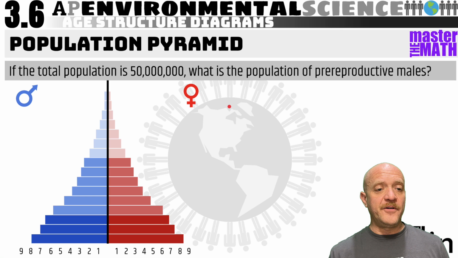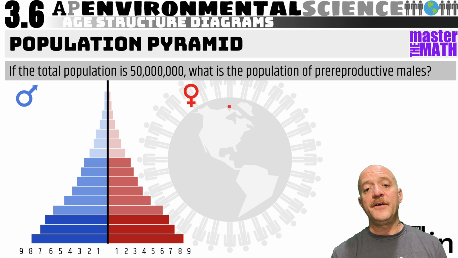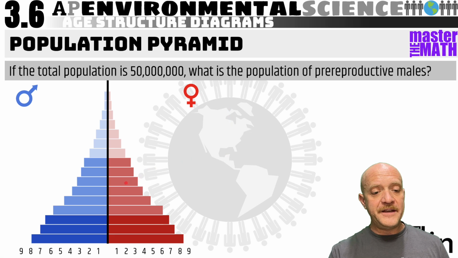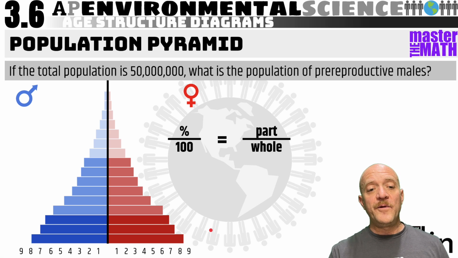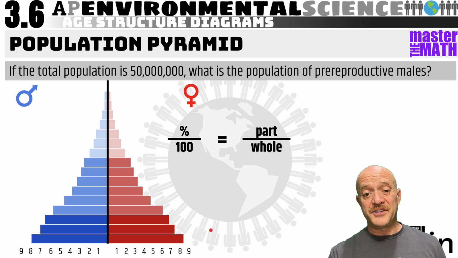Now, here's an example of a question. If the population is 50 million, what's the population of pre-reproductive males? Well, in your population pyramid, you will often have percentages. So these numbers represent percentages. When we're doing an example like this, we want percent over 100 equals part over whole. This is just a proportion.